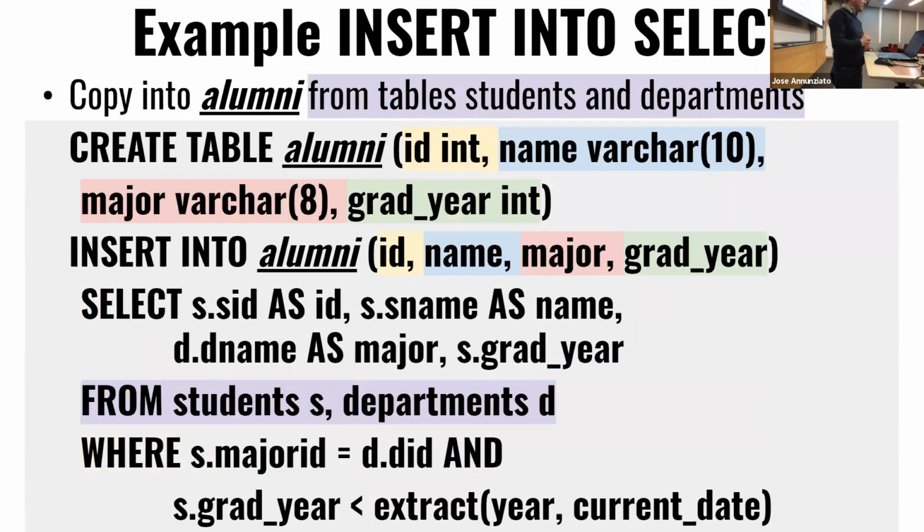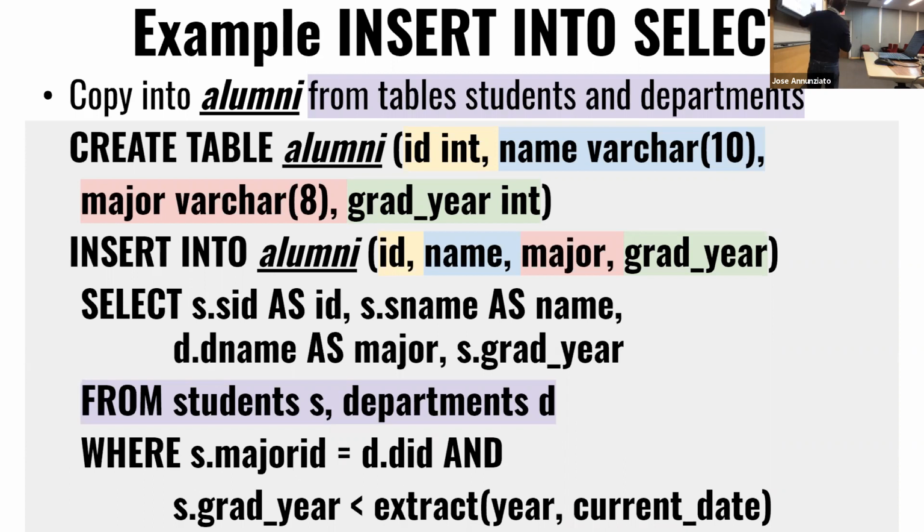So here's just an example where we first create an alumni table that has the primary keys, the names of the students, what they graduated in, and when they graduated. Then we can insert into the alumni table by retrieving data from the students table and the department, to see when they graduated. If they graduated after a certain year, then they're alumni. Otherwise, they don't make it to the alumni table.